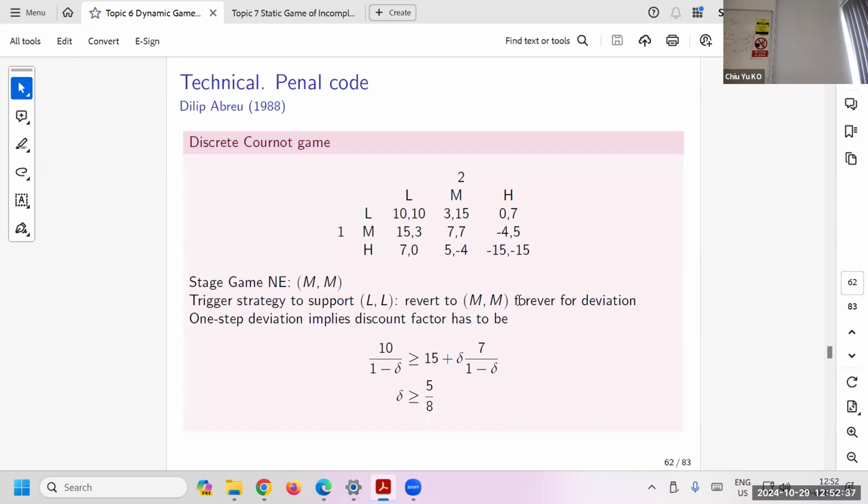Trigger strategy means that we will start with LL if nothing has been done, or if the past has been LL, we continue to do LL. If there has been something other than LL, we will go to MM. And why is this subgame perfect? Because under MM it is always MM, there's no problem, because it's a Nash equilibrium by itself. And if you start with LL and you deviate, the best case is M. That's the gain, but you end up with 7 forever. So as long as you're patient enough, this is supportable. Is that clear?